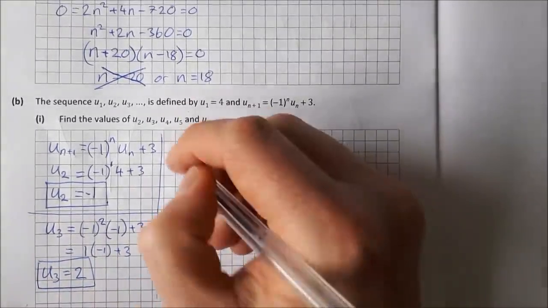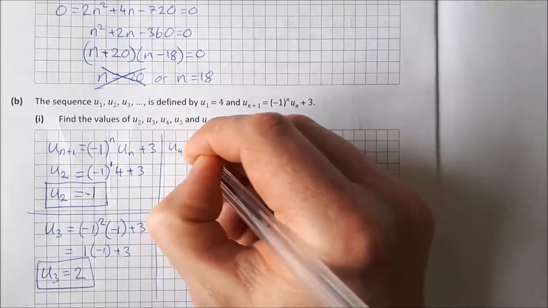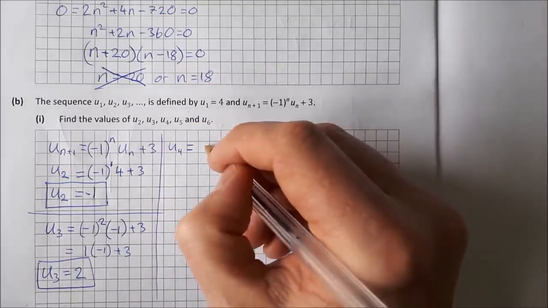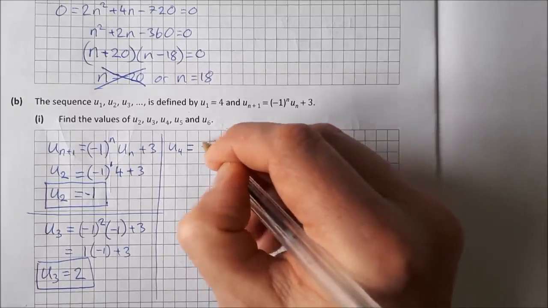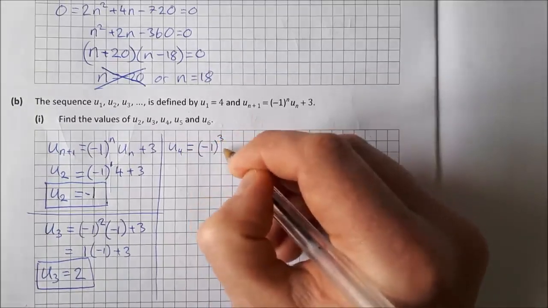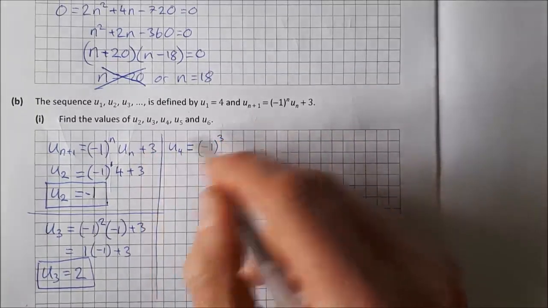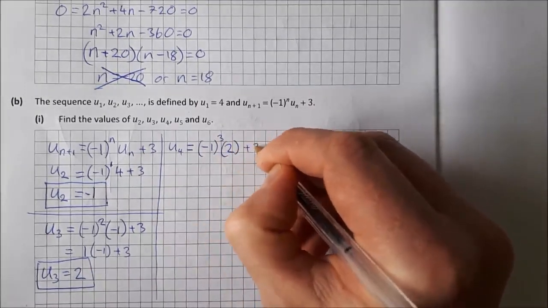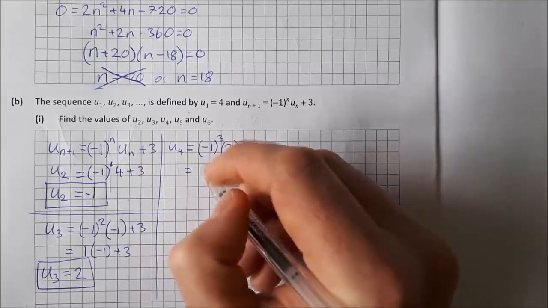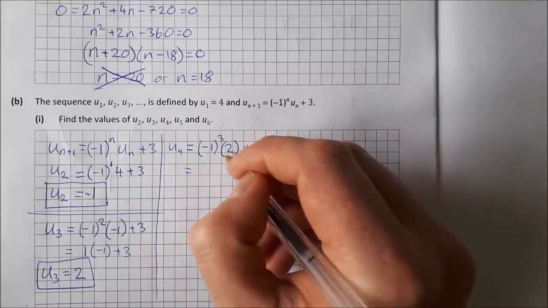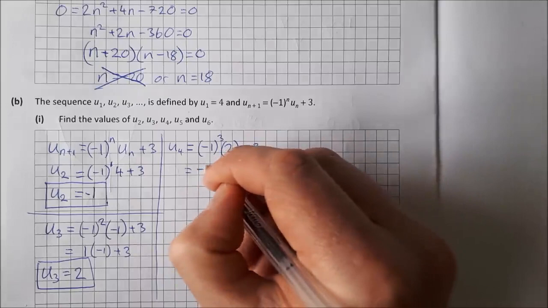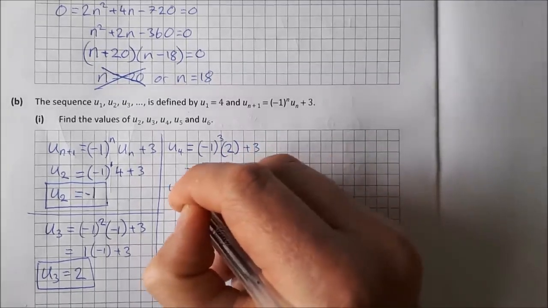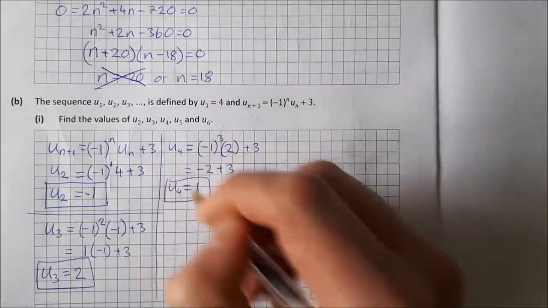Okay, how about u of 4? We're just doing the same thing each time. That is minus 1 to the power of 3 times u of n, which is the previous one, so times 2, plus 3. Minus 1 cubed is minus 1. Minus 1 times 2 is minus 2. Minus 2 plus 3 is equal to 1. So u of 4 is equal to 1.